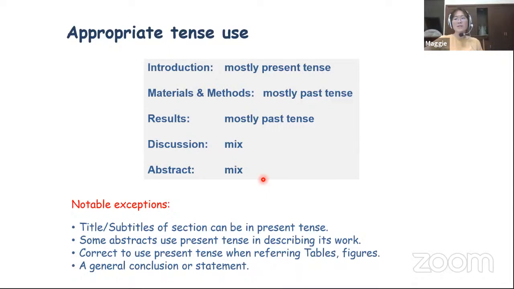It is correct to use present tense when referring to tables and figures. That means in the results part, for example, "Table 1 shows that", then use past tense to describe the data, but "Table 1 shows that", or "Figure 1 shows that". So it is correct to use present tense when referring to tables and figures. So a general conclusion or statement can use the present tense.